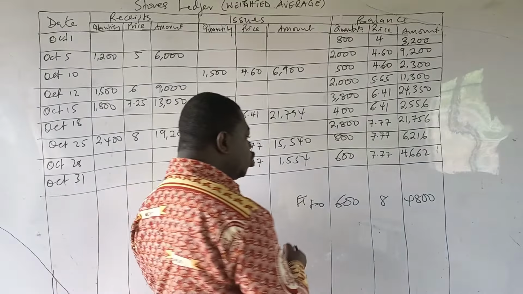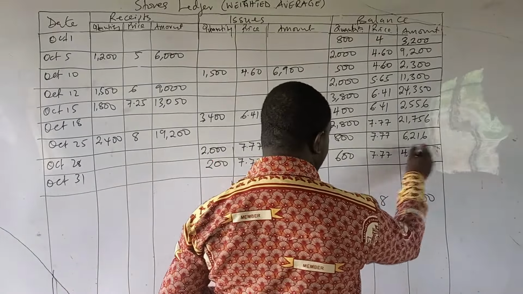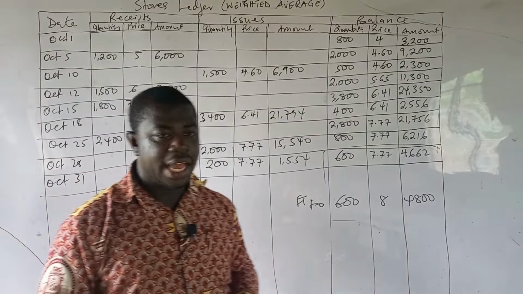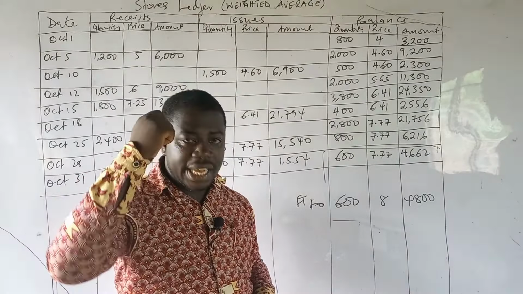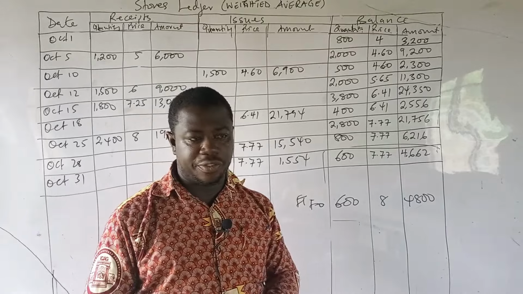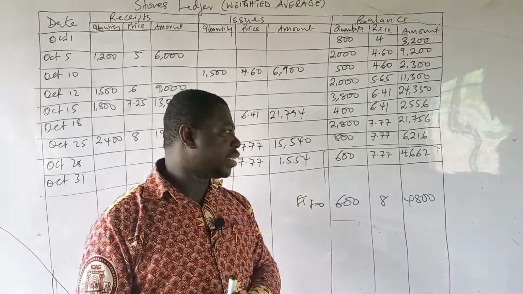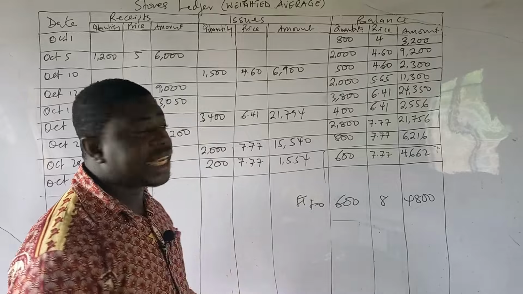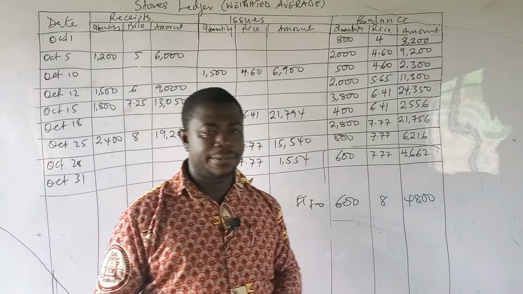Now, we are going to use these two closing stocks that we have now to prepare the profit statement for the two methods. And then we will determine which one is better, which one will give us a higher profit, and the management can stick with that. Okay, so that is it for that. I'm going to prepare the profit statement and then we'll be done with this question.